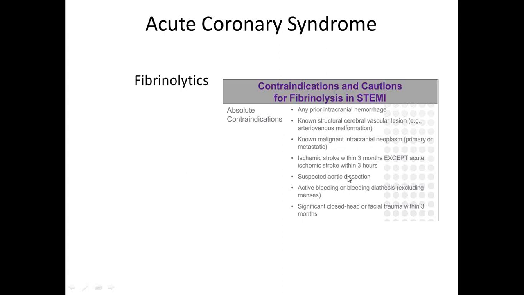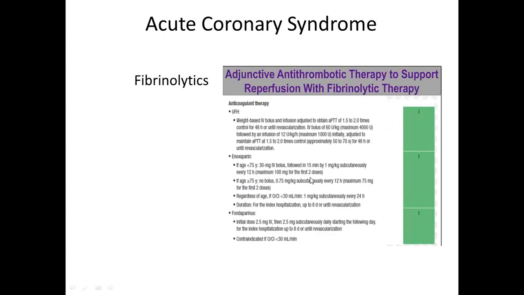If you suspect aortic dissection, you don't want to give it, because when you give these medicines, the patient is going to bleed like a pig. So you have to make sure they have no bleeding problems, such as active bleeding diathesis. You don't want to give it. If you want to see someone bleed to death, then you can give these medicines. So know a little bit about your thrombolytics.